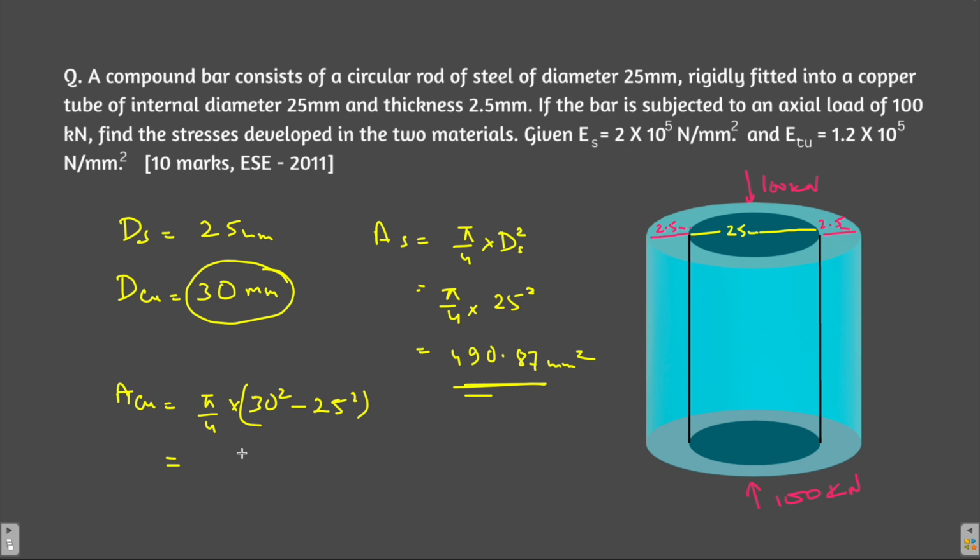Okay, so let me just calculate this. It is pi by 4 into 30 minus 25 square, and that will give you 215.98 millimeter square. Now we have got what is the area of our steel and what is the area of the copper, right? Now our next step is to find out how much load is being shared by both of them.